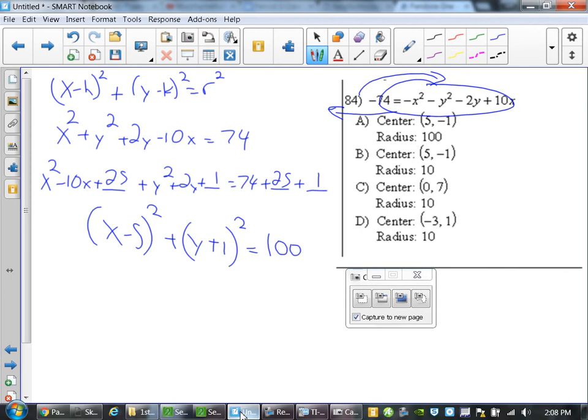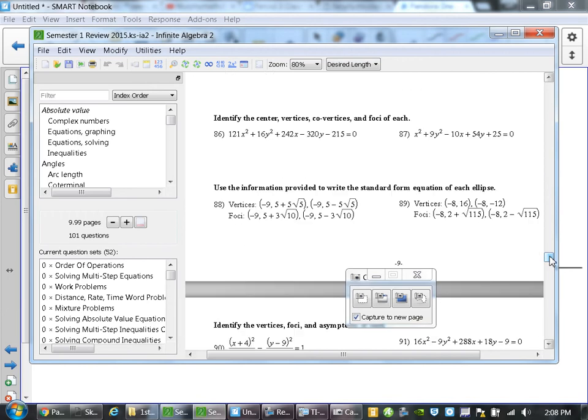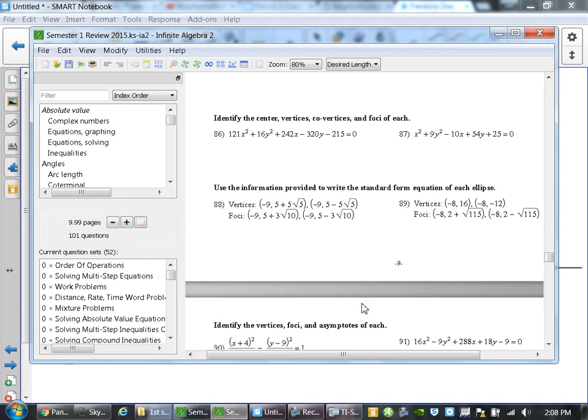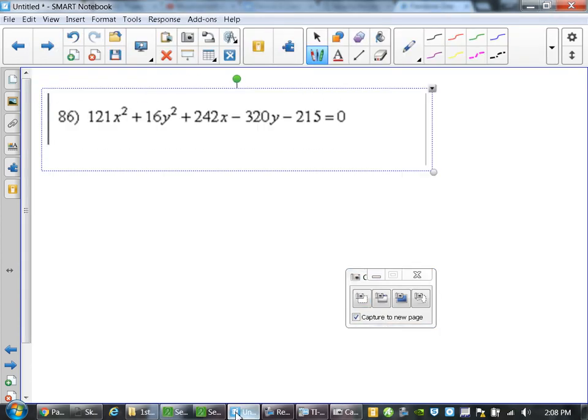The next problem. Whoa. Sometimes you might surprise yourself and remember a lot more than you thought. No, I don't remember these. Yeah. 86 just looks ugly, because you have to do a lot of completing the square.